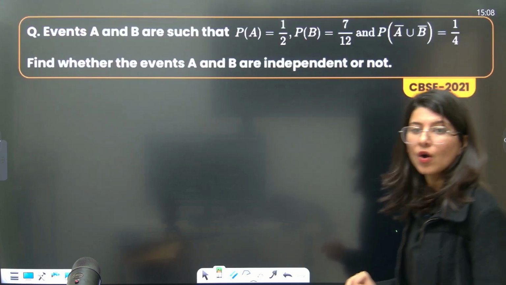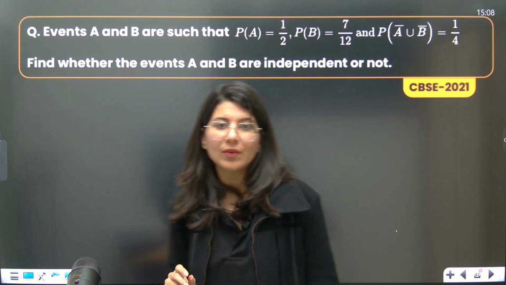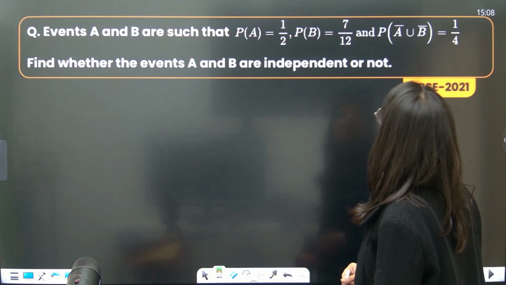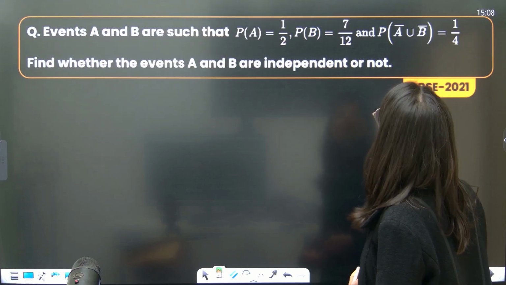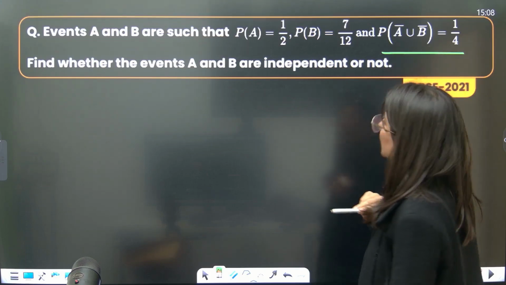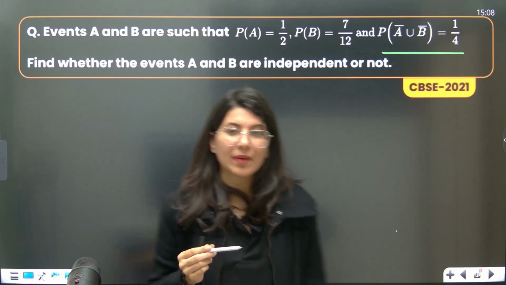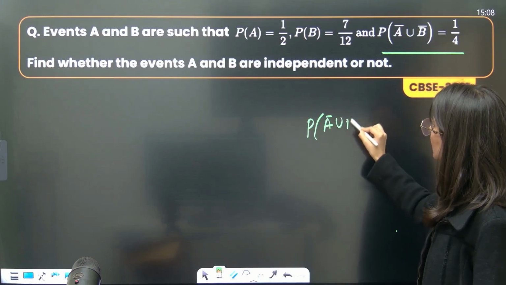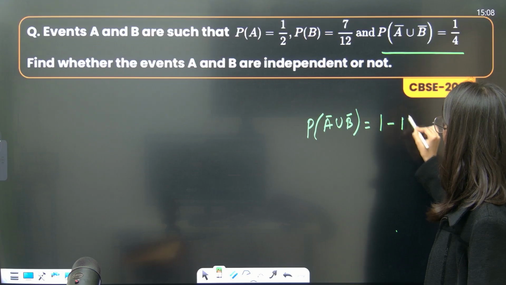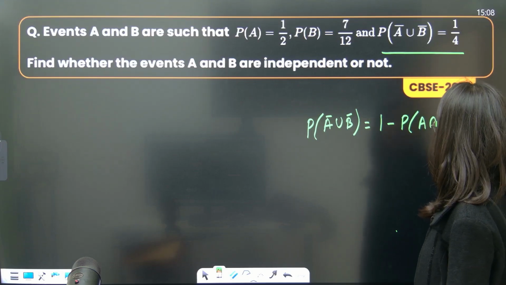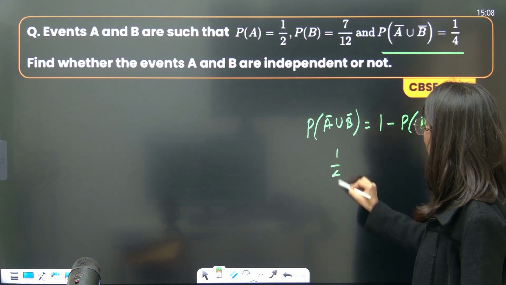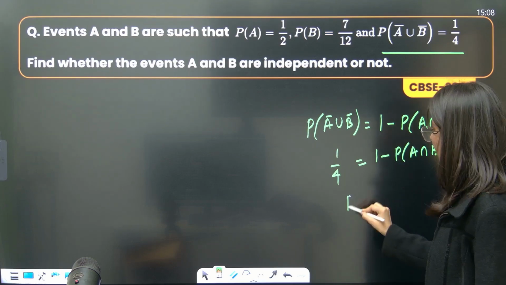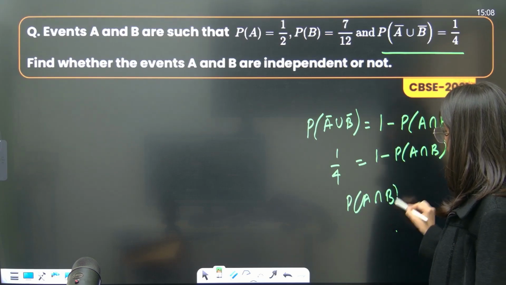Okay, all right. Now CBSE 2021 question. Events A and B are such that probability of A is given, B is given, and this is also given. Probability of A bar union B bar. Tell me, probability of A bar union B bar is what? Ma'am, 1 minus probability of A intersection B. So now this is 1 by 4 is equals to 1 minus probability of A intersection B. So probability of A intersection B, from here you're getting 3 by 4.